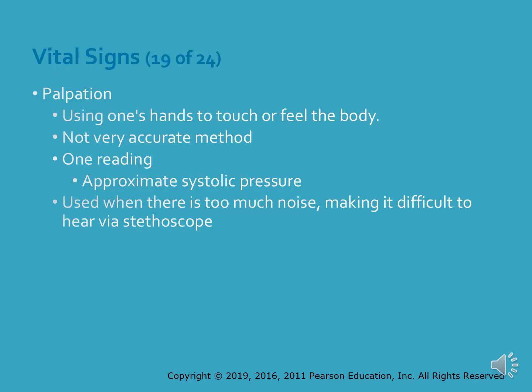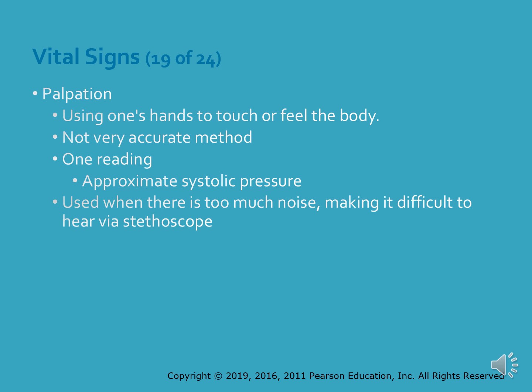So using the palpation method is that feeling of the pulse, which tends to not be as accurate as the auscultation method. It will provide you with one reading, which is an approximate systolic pressure. This method is used when there is too much ambient noise, making it difficult to hear with the stethoscope. So to determine the blood pressure by palpation, place the cuff in the same position on the arm as you would for the auscultation, and then proceed with the following.